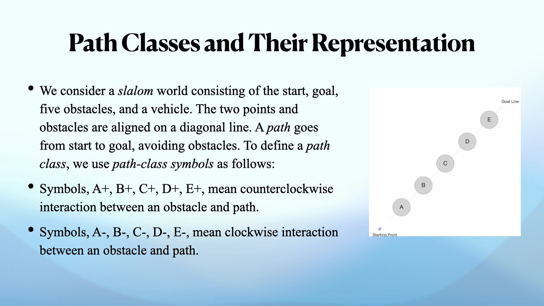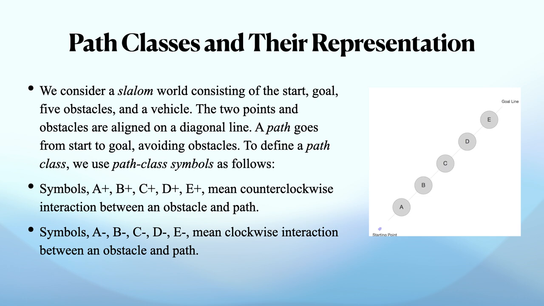We consider a slalom world consisting of the start, goal, 5 obstacles, and a vehicle. The 2 points and obstacles are aligned on a diagonal line. A path goes from start to goal, avoiding obstacles. To define a path class, we use path class symbols as follows.